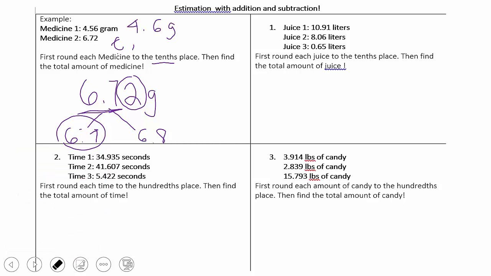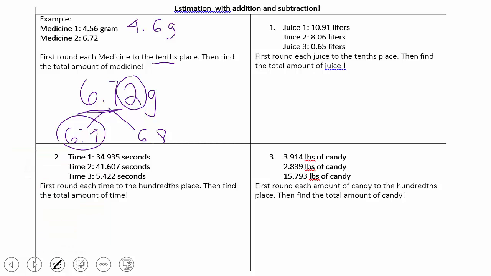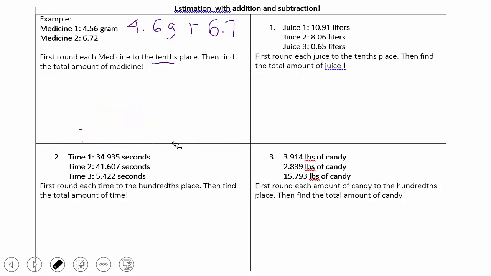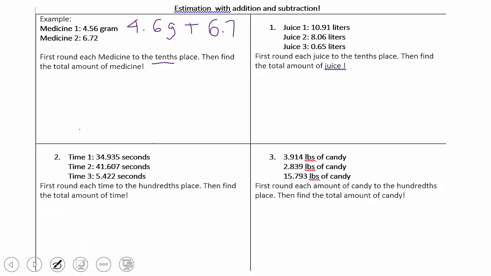For some reason, Kipsters, this marker on the screen is not wanting to write 6 and 7/10. Now you'll notice I put an addition sign there because I'm finding the total amount of medicine. I'm estimating the total because first I rounded. So let's go ahead and add 4 and 6/10 plus 6 and 7/10.